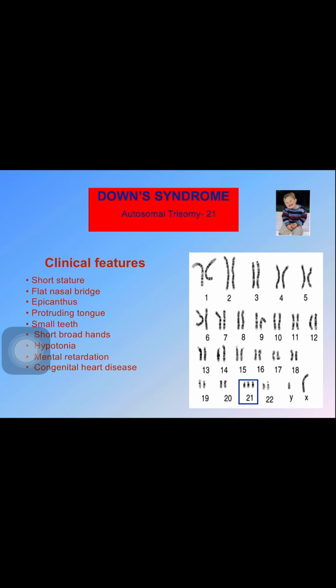So, see the Down syndrome, trisomy 21: the 21st chromosome has got 3 members instead of 2. They have short stature, flat nasal bridge, epicanthus, tongue protruding, small teeth, short broad hands, hypotonia, mental retardation, and congenital heart defects.